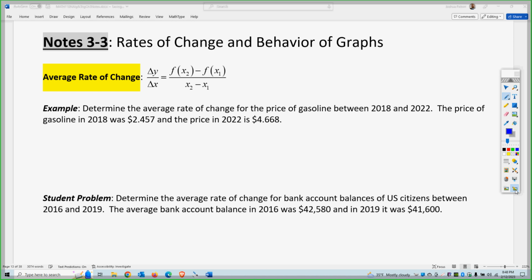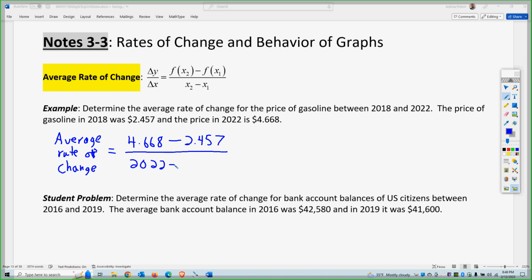First, we're going to start off by doing the average rate of change. So we're going to do the rate of change for gasoline between these 2 years for these specific amounts, right? So the average rate of change. Okay. So the function values here are $4.668 minus, what is it, $2.457 and then you want to do 2022 minus the 2018.